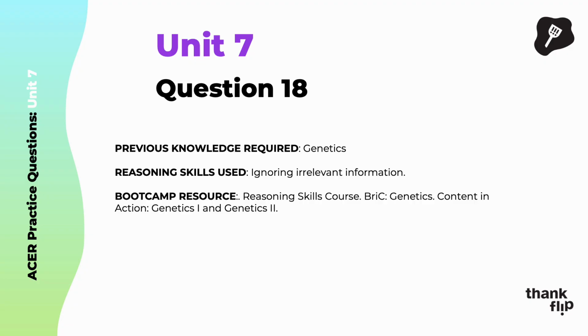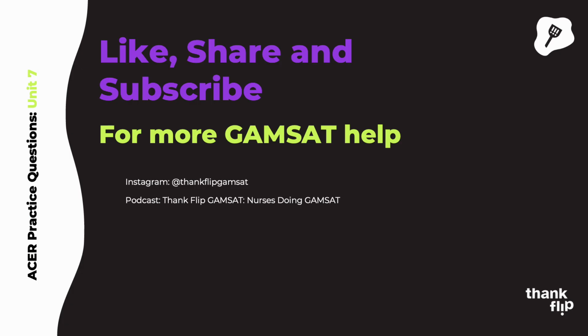And the reasoning skills used here is, again, ignoring the irrelevant information and focusing in on the relevant information. And the bootcamp resources that can be used here are the same as before, all the genetics courses for bridging course and content in action, as well as the reasoning skills course for the process of elimination, which is another reasoning skill that we used for this question. So that's the end of Unit 7.